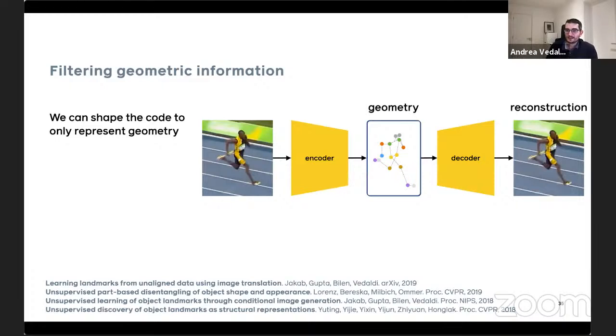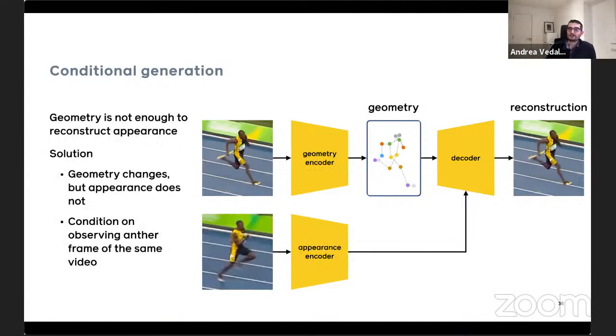Now you immediately realize that there's a problem, and the problem is that from geometry alone, just a stick figure, you cannot reconstruct your human anymore because you lack fundamental information. For example, the color of the clothes, or maybe the texture of the background. So in order to make this solvable, what you need to do is to use instead conditional autoencoding. So I think this is a super useful idea that works particularly well for videos.